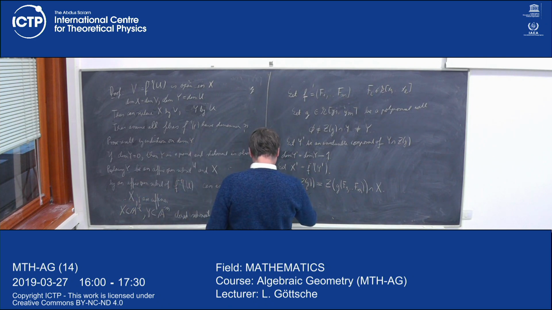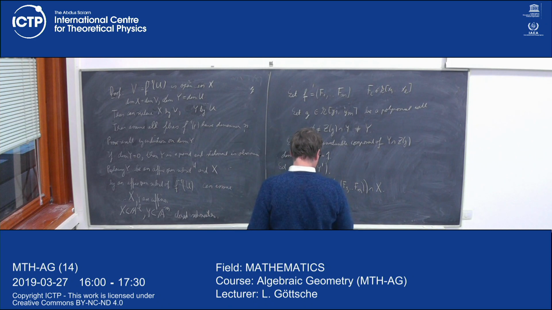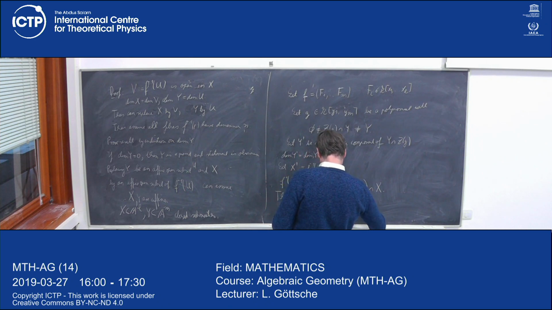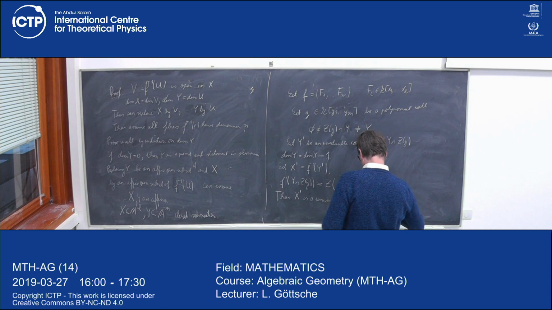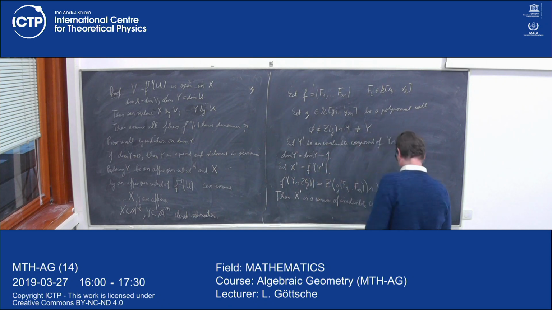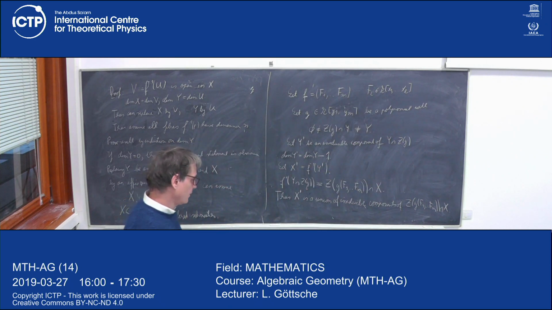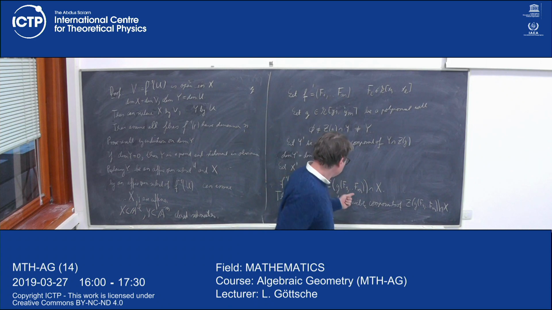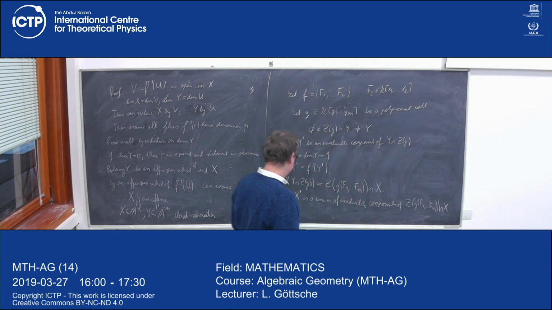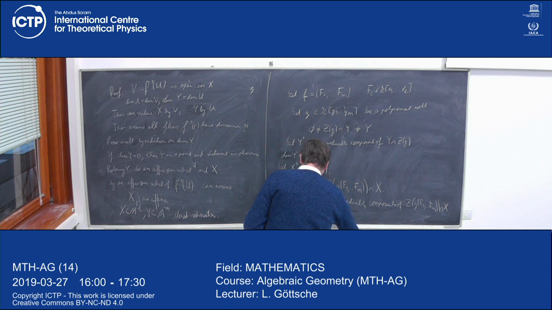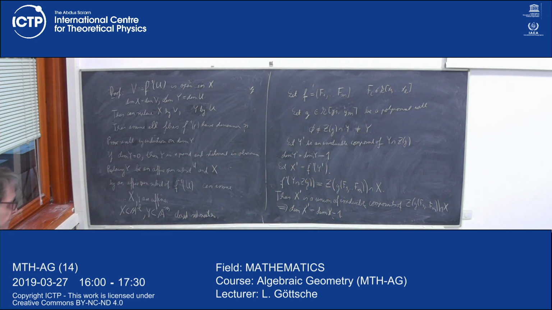So thus x prime is a union of irreducible components of the zero set of g of f1 to fm intersected with x. Because we know that if you have a morphism, it maps irreducible components into irreducible components. So it follows that the dimension of x prime is equal to the dimension of x minus 1, because it's a zero set of a polynomial.